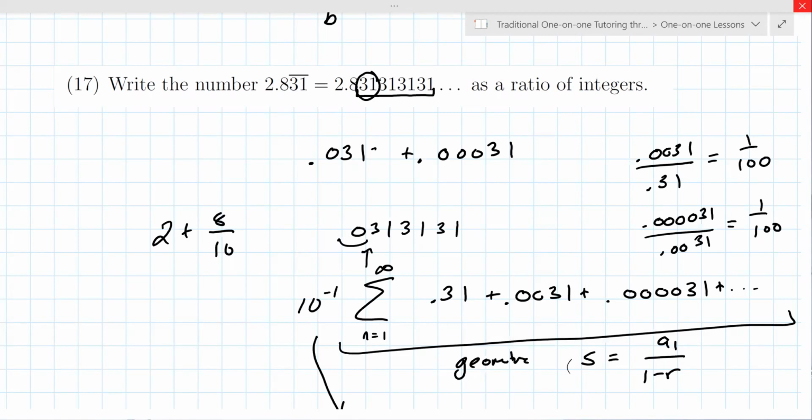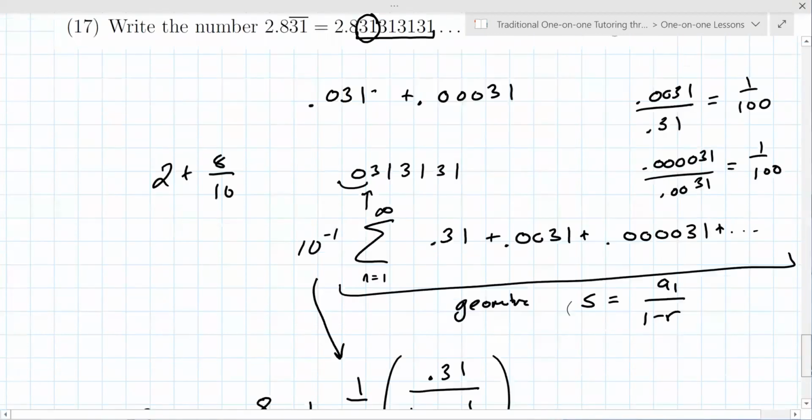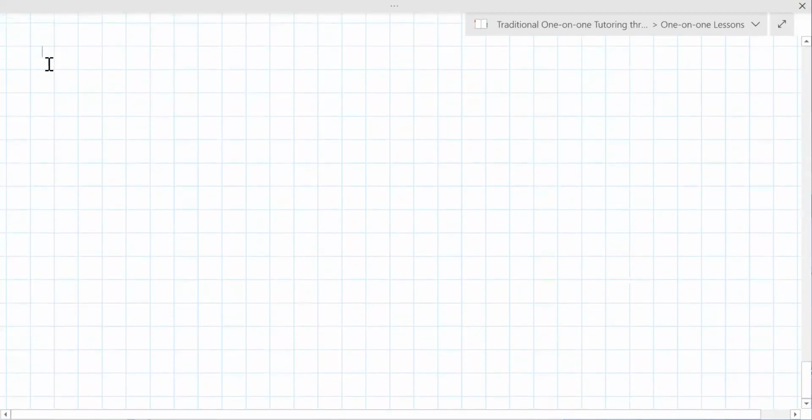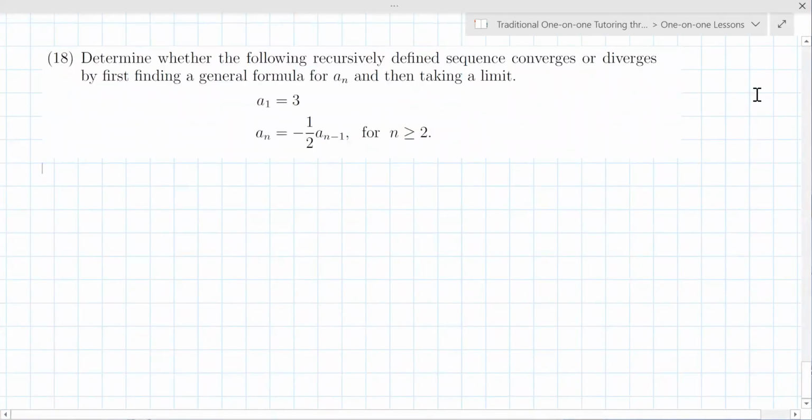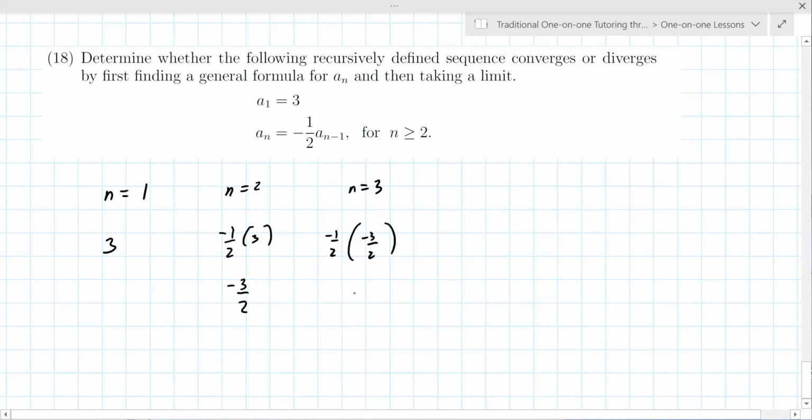Okay. So 18 is convergence or divergence. All right. Whenever you're given a problem where it's recursive, some recursive sequences can be turned into non-recursive ones, and then you can actually do some of the stuff we've been talking about. So you basically have to say, okay, n is 1, that's 3. When n is 2, it's minus 1/2 times the previous one, so it's minus 3/2. When n is 3, it's minus 1/2 times the previous one, which becomes 3/4.